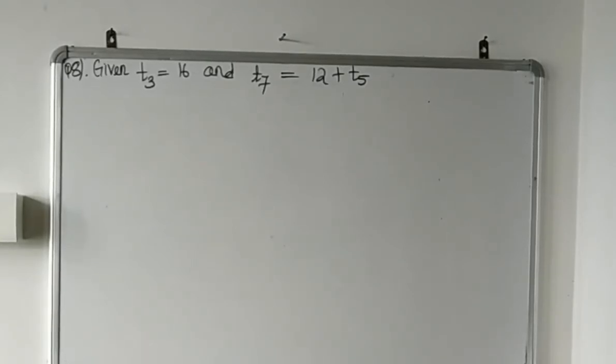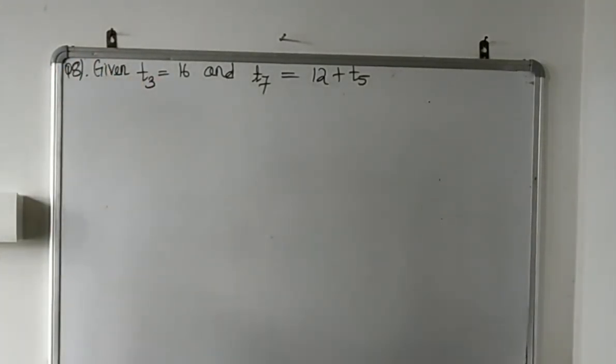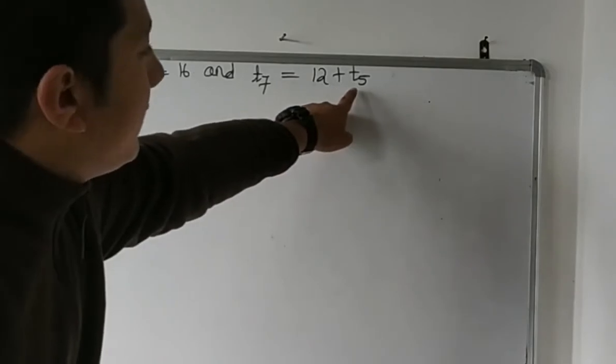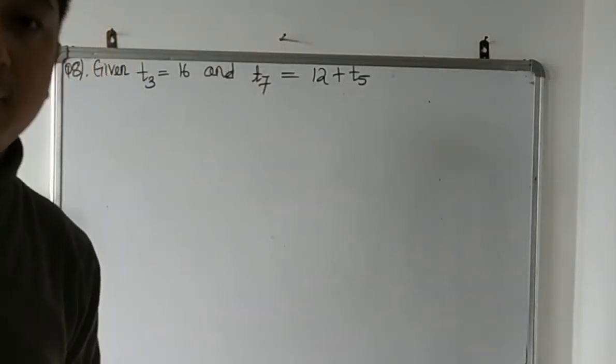Alright, let's move ahead with question number 8. It's given: find the AP. AP means first term, second term, third term, fourth term, fifth term. We need to find it. Find the AP whose third term is 16 and the seventh term exceeds the fifth term by 12. The seventh term is 12 more than the fifth term.